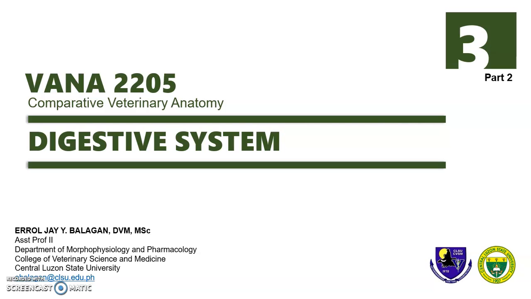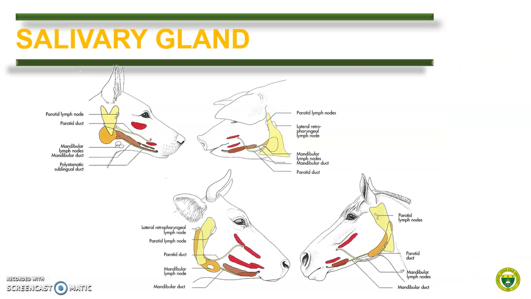Let us continue the second part of Module 3. In this part of the lecture, we will compare the salivary glands, the esophagus, and the stomach of different domestic animals. We may begin with the salivary glands. All animals have the three major salivary glands, which include the parotid, mandibular, and the sublingual salivary gland. In addition, carnivores like dogs and cats have the zygomatic gland. These are large buccal glands medial to the zygomatic arc.